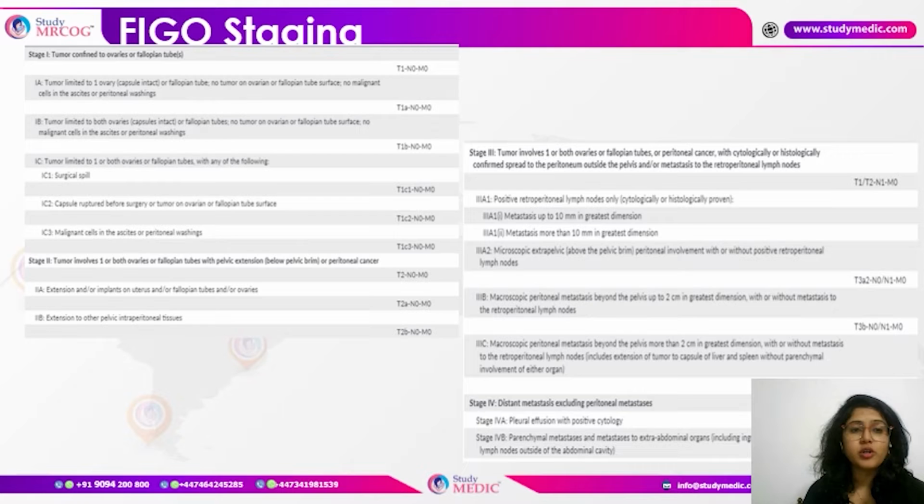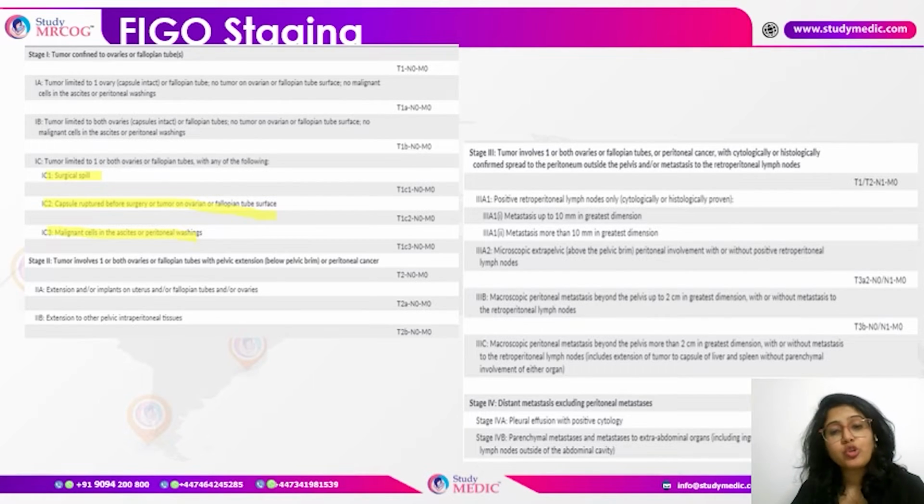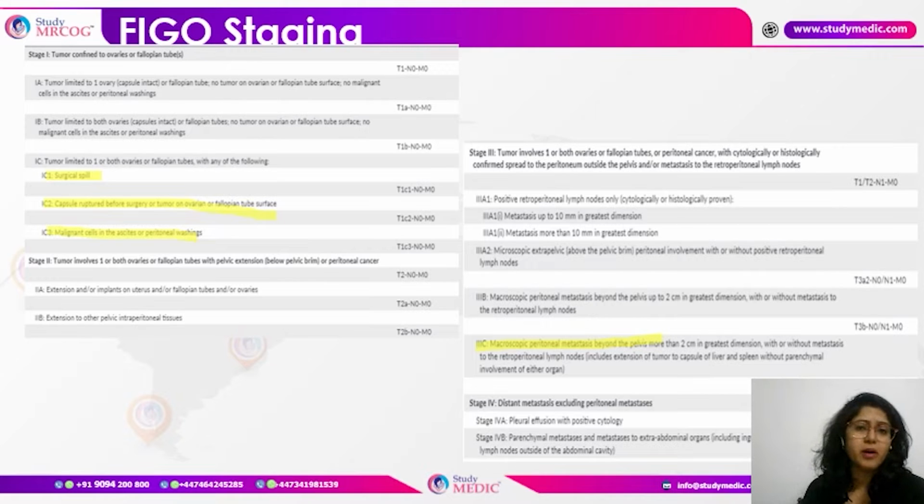So the most important thing which you should remember in this FIGO staging of ovary is 1C1 means surgical spillage, if you have ruptured it. If it is an iatrogenic spill, 1C2 is capsule ruptured before surgery or tumor on the ovarian fallopian tube surface. 1C3 is malignant cells in the ascites or the peritoneal washings. Now, 3C is something omental cake. If they use the term omental cake, usually cake, it means a huge, a big tumor size of more than 2 centimeter, then it straight away goes to 3C.